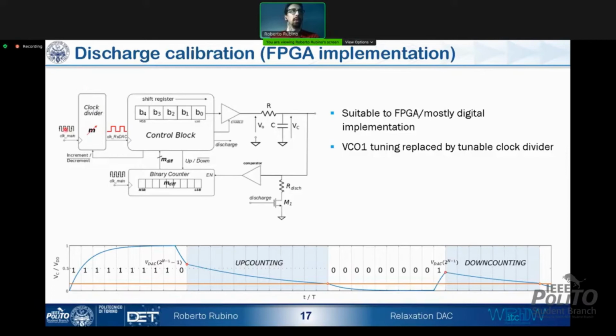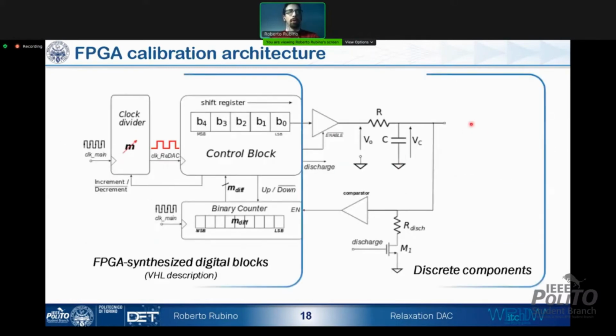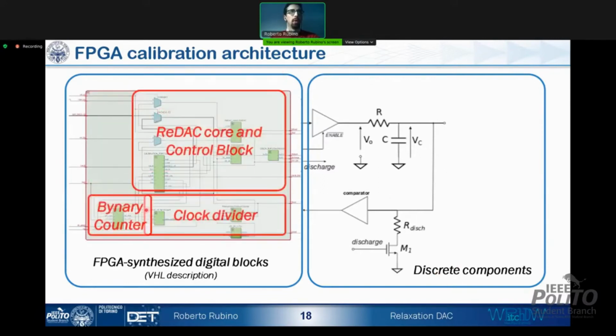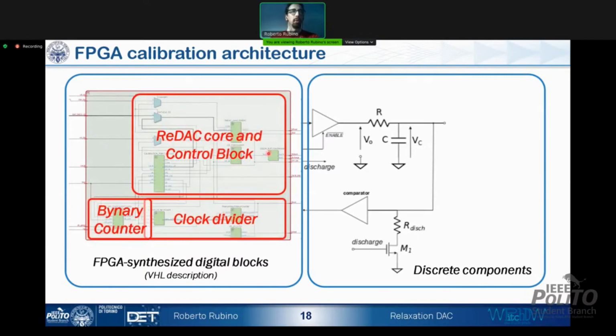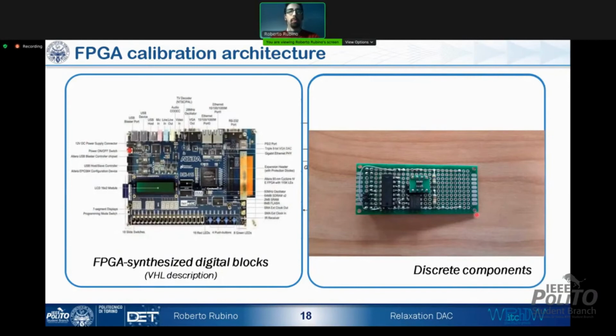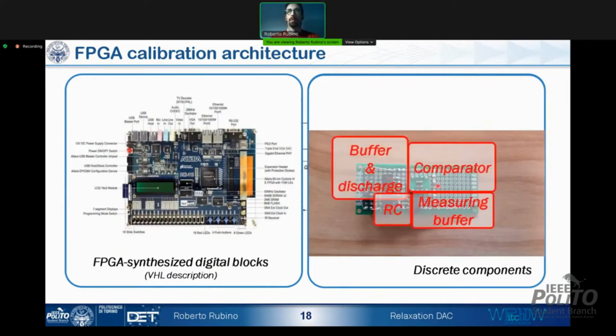The first VCO has been replaced by a tunable clock divider, while the second VCO has been replaced by a voltage to time conversion. All the architecture has been implemented and tested on FPGA by using full digital blocks and some discrete components. Here we can recognize all the digital blocks that we've presented. And the discrete components have been mounted on a protoboard, where we can also recognize all the components which are needed.